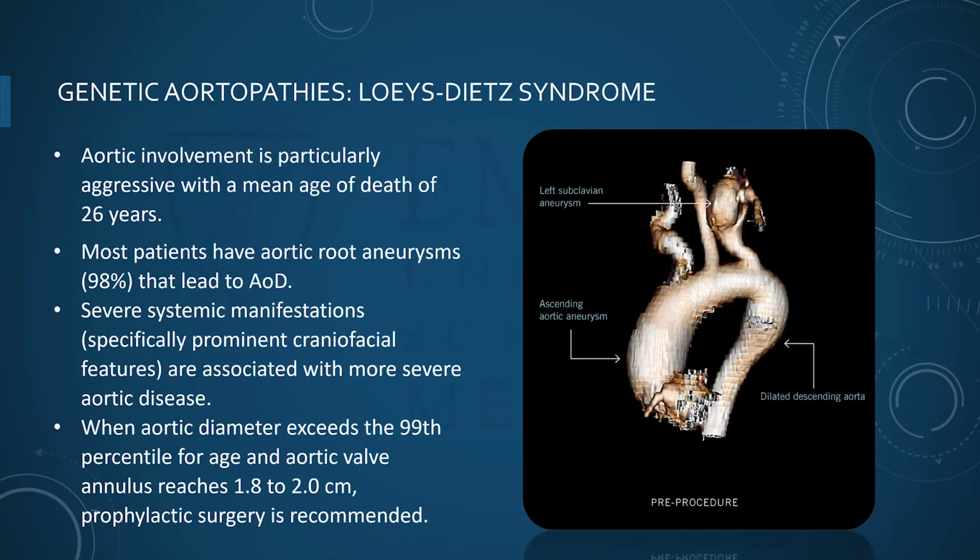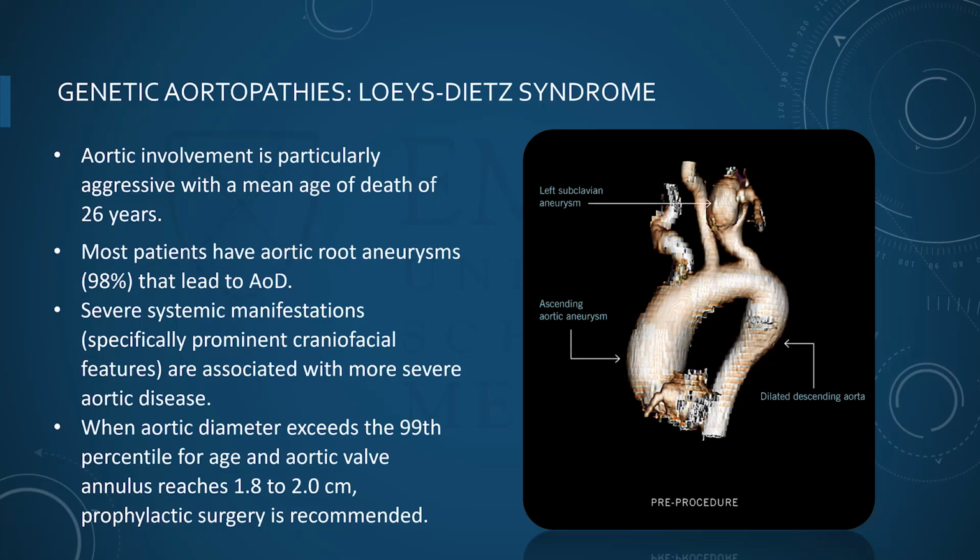So I want to highlight this syndrome when it comes to aortopathy is significantly more aggressive than the rest. The mean age of death is 26, so a lot of these patients don't make it to an adult cardiologist. 98% of these patients have aortic root aneurysms and many of these aneurysms lead to dissection. The severity of the symptomatic manifestations, specifically craniofacial features, are going to be associated with more severe disease.